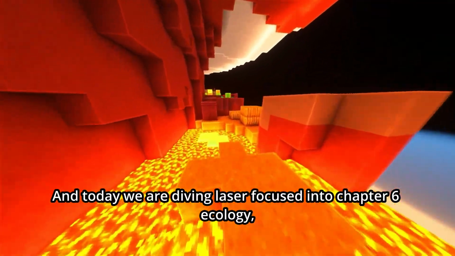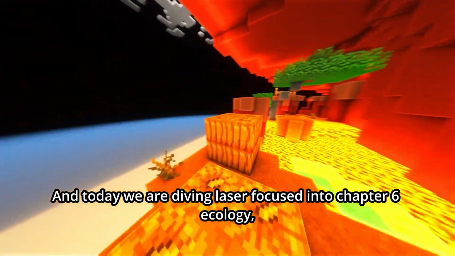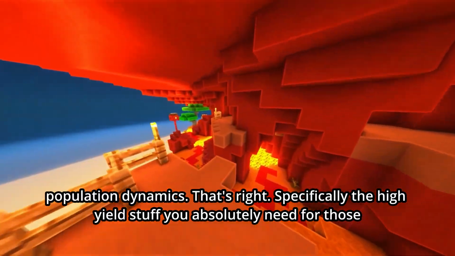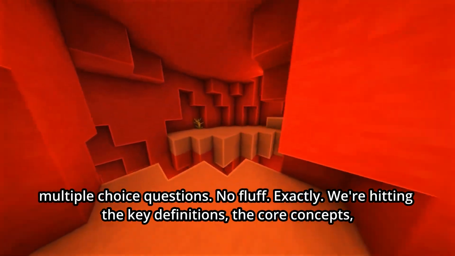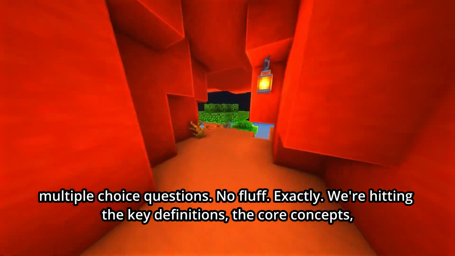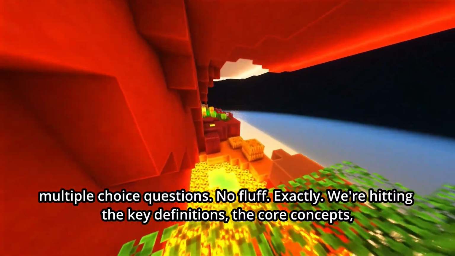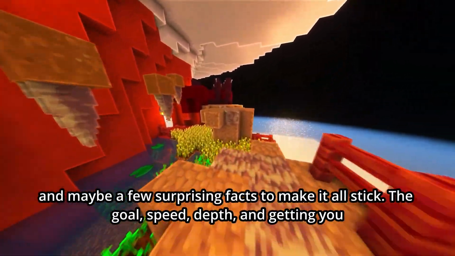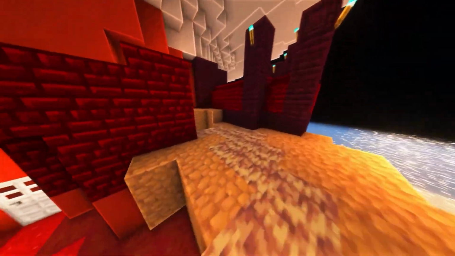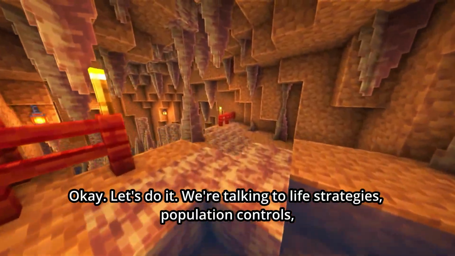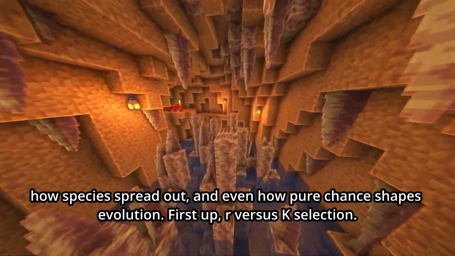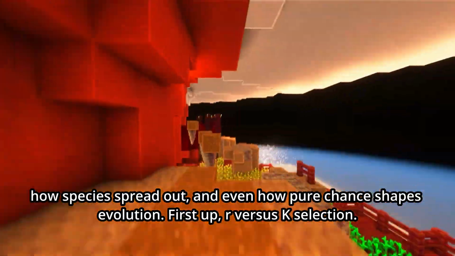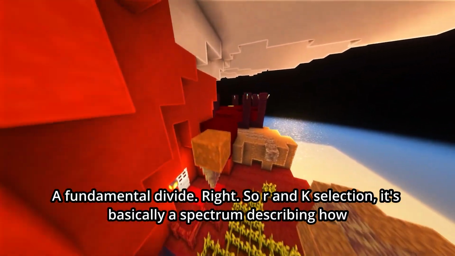And today we are diving laser-focused into Chapter 6, Ecology, Population Dynamics. Specifically, the high-yield stuff you absolutely need for those multiple-choice questions. No fluff. We're hitting the key definitions, the core concepts, and maybe a few surprising facts to make it all stick. The goal: speed, depth, and getting you prepped. We're talking life strategies, population controls, how species spread out, and even how pure chance shapes evolution. First up, R versus K selection, a fundamental divide.